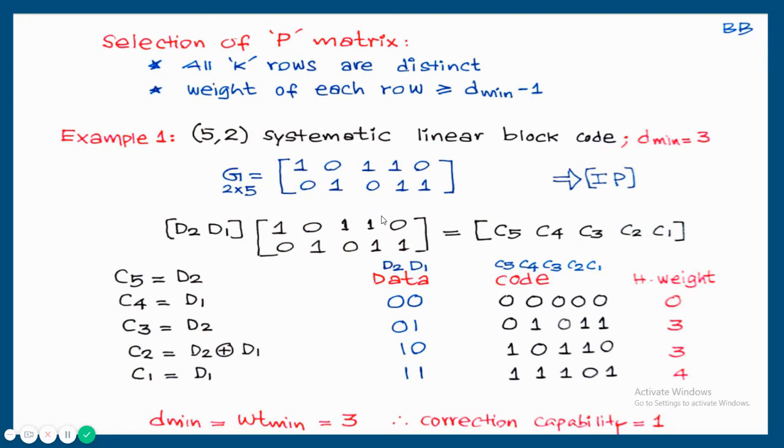Here d minimum is written. Even though d minimum is not given, if the generator matrix is given, we can calculate the code words. From the code words, the Hamming weight can be calculated. From the Hamming weight, find the minimum non-zero value. That minimum non-zero value is known as d minimum. From d minimum, the correction capability can also be written.